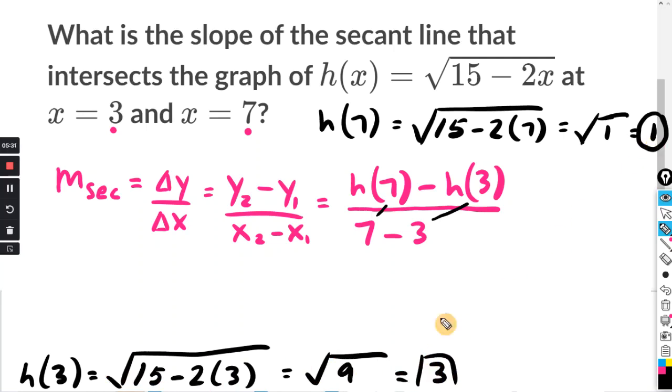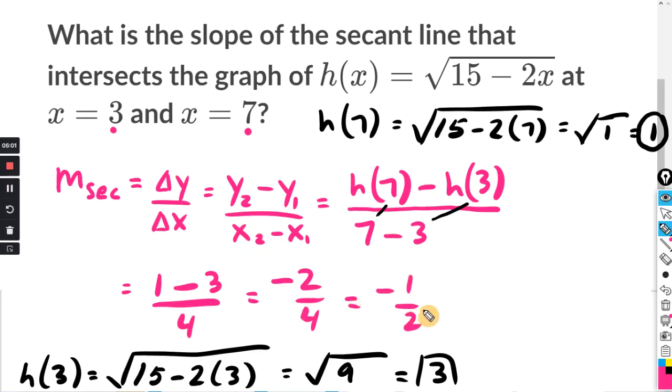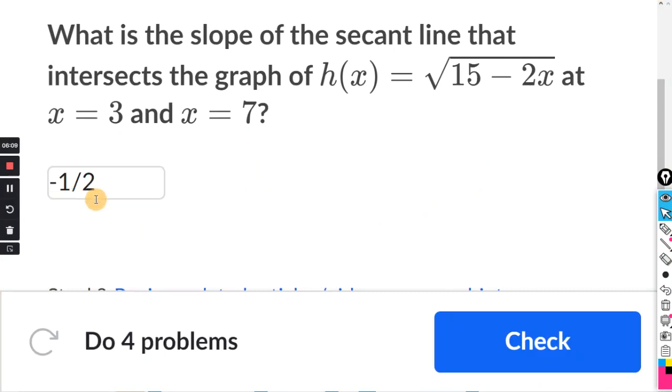So now we can use these values in the equation. All right, let's see. H of 7, we got 1, so in place of that, we can write 1. Minus h of 3. H of 3, we got 3. And in the denominator, 7 minus 3 is 4. Okay, 1 minus 3 is negative 2 divided by 4. That's going to be negative 1/2. So that's the slope of the secant line. All right, negative 1/2.